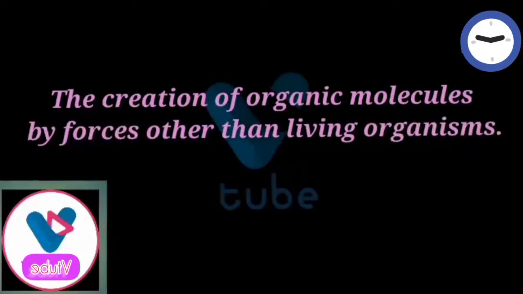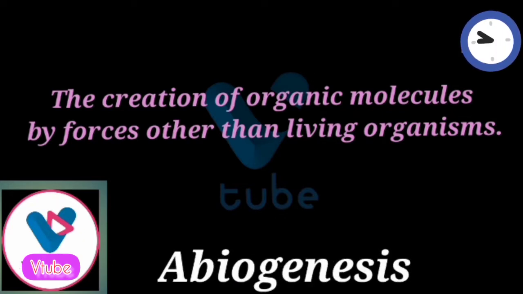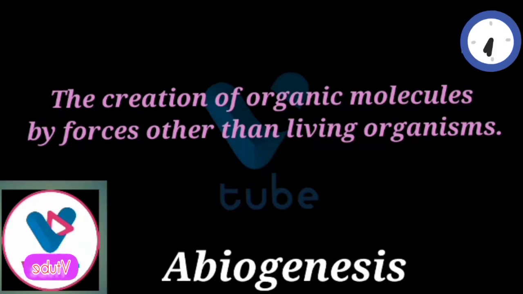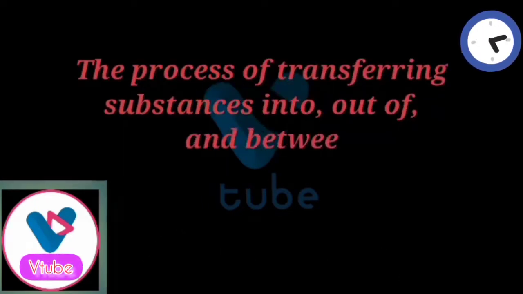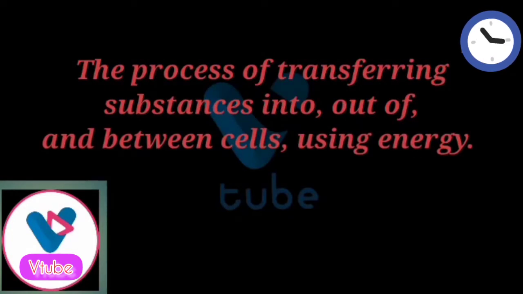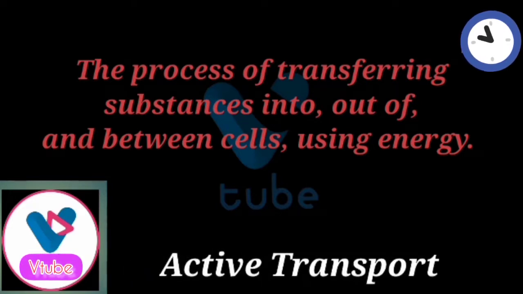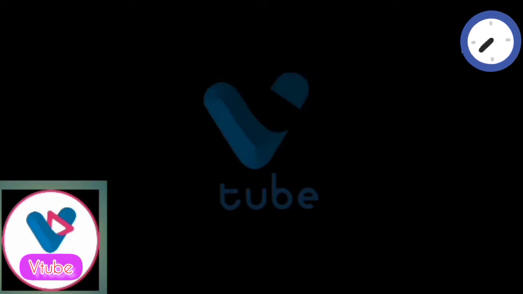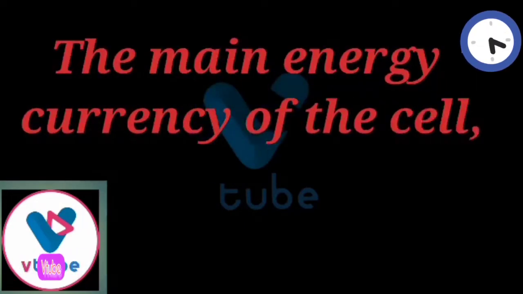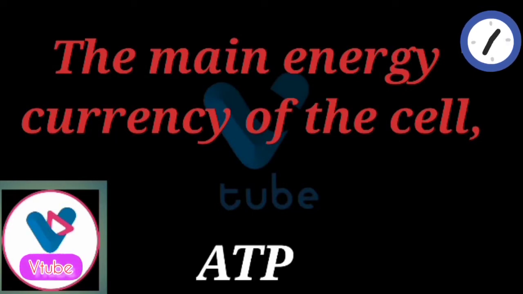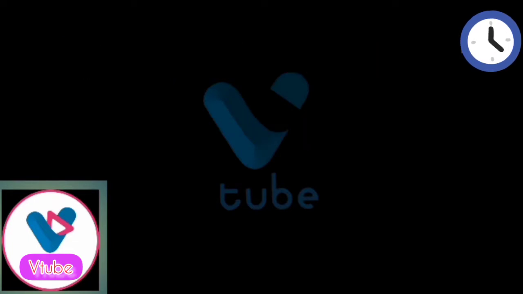The creation of organic molecules by forces other than living organisms is called abiogenesis. The process of transferring substances into, out of, and in between cells using energy is called active transport. The main energy currency of the cell is called ATP, adenosine triphosphate.